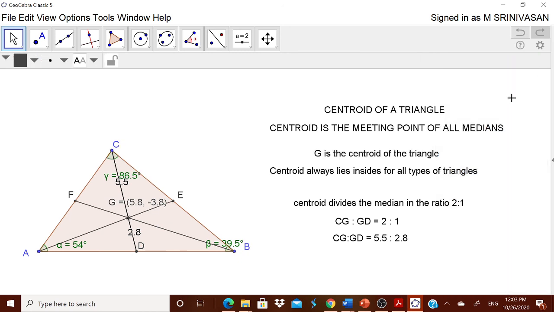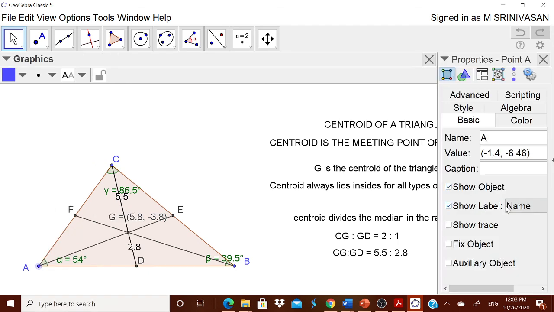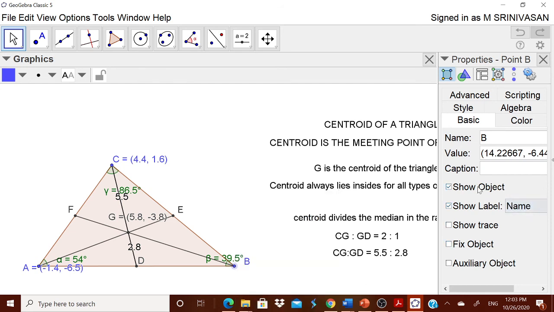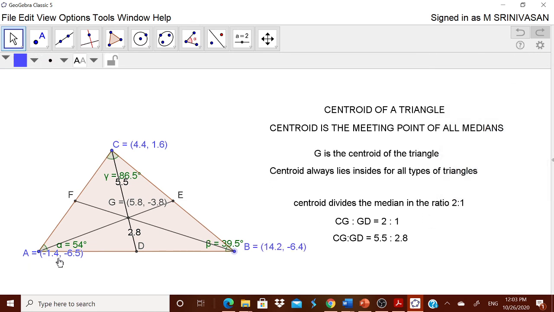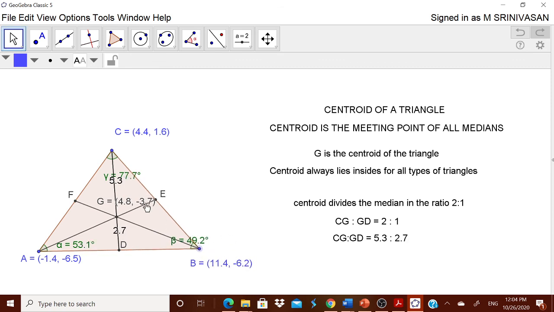Now ask the children to find what A is. You see, in object properties, I can tell its name and value. Again for C, I will go to the object properties, I can tell its name and value. I can go to this B, again I will go for object properties, and then I can tell its name and value. Now the child can understand the coordinates of A, B and C. Remember that it is going on changing when I am moving it. At one spot, ask the children to find out using the formula, and then ask them whether they can find the centroid.